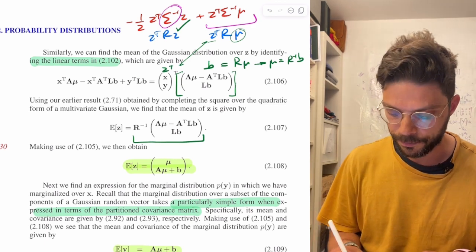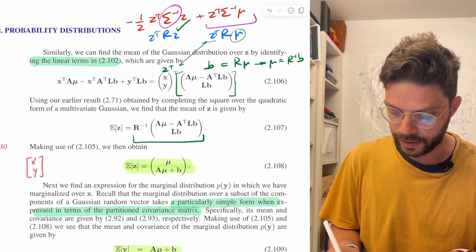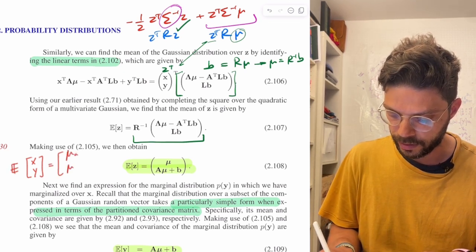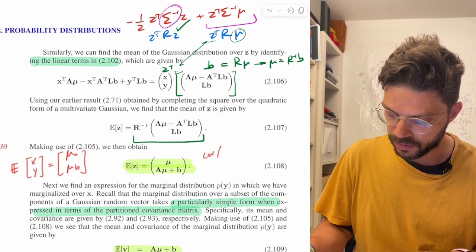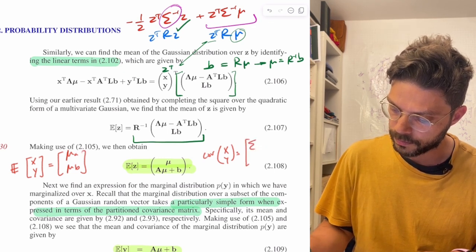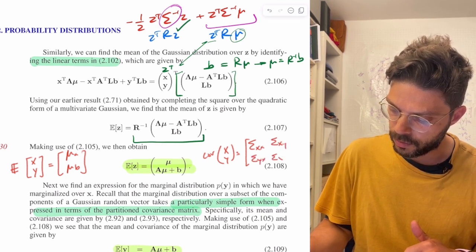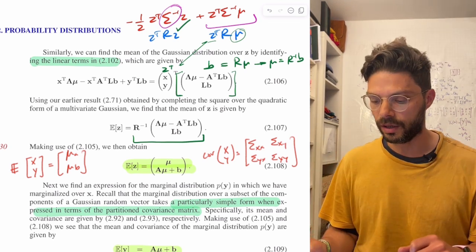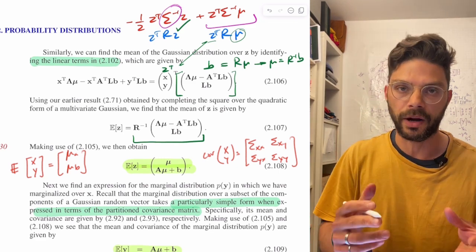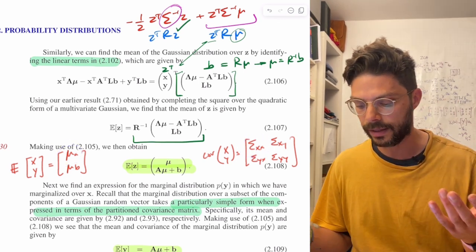We found before that if we have x and y, and let's say the expectation of x and y is equal to mu a and mu b, and the covariance of x and y was equal to sigma xx, sigma xy, sigma yy. We found there, with this intuitive result, that when you have the mean and the covariance of the joint distribution, then the mean and the covariance of the marginal distributions are just found by reading off the corresponding elements. And that's exactly what we're going to do here.